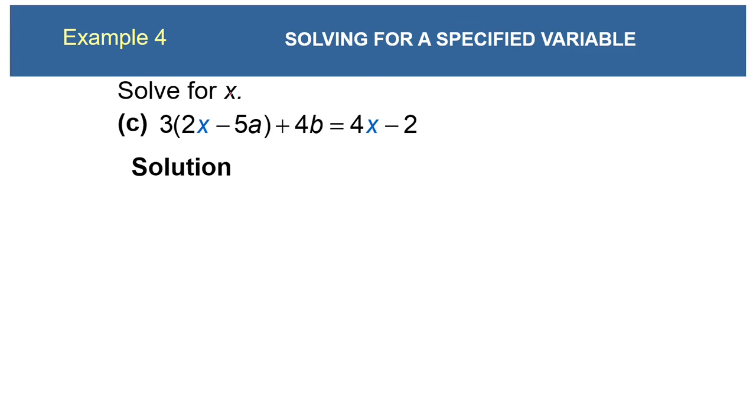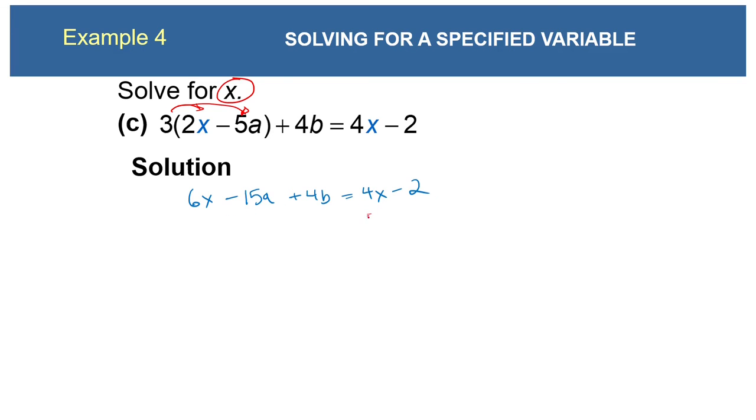In part C, we want to solve for x. So let's start by distributing the 3 into the equation. This simplifies as 6x minus 15a plus 4b equals 4x minus 2. I can now collect like terms if possible. On the left side, I can't seem to add anything together. On the right, I can't seem to add anything together. They're all different letters. So we need to isolate the x.